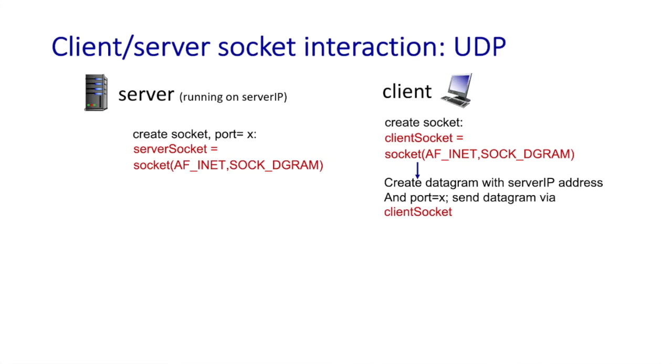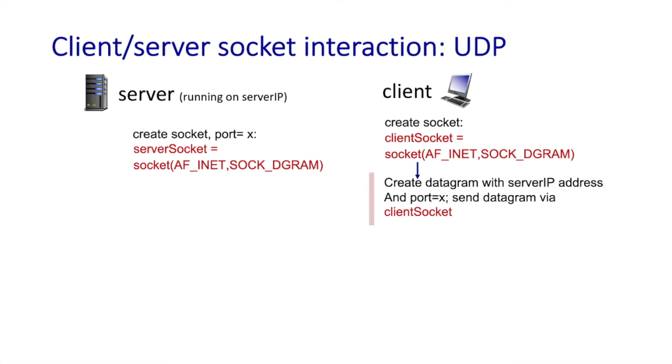And note that we're not specifying the port number of the client socket when we create it. We'll let the operating system do this for us. If we wanted to, though, we could request a specific port number for the socket using the bind method. On the server side, we do the same thing, creating a socket with the name of serverSocket.